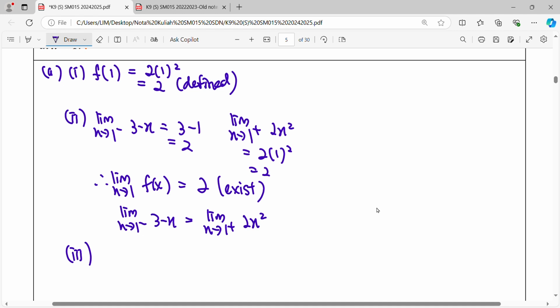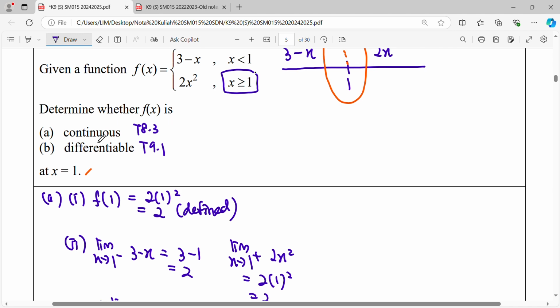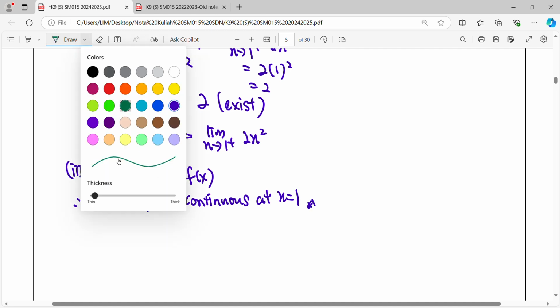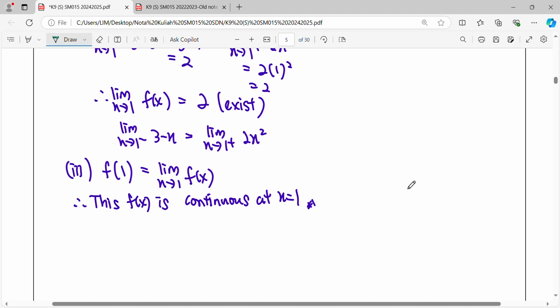Condition number 3, we have to see whether the point is the same as the limit. Obviously the point has value 2, and the limit also has value 2, so the point is equal to the limit of the function. Therefore, we can conclude this function is continuous at x equals to 1. So that will be our first part of the question, continuity.